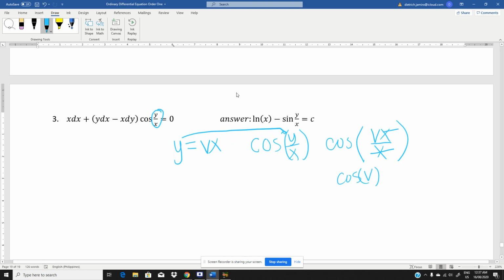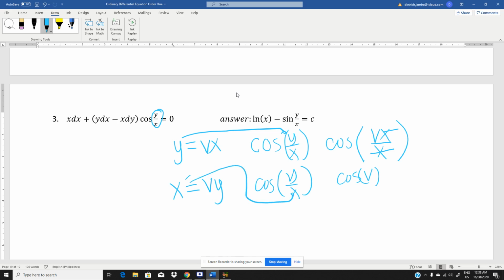When we use x is equal to v times y, then substituting this one into our equation, we will have cosine of y over, which is the value x, vy. So y will cancel out, and we will have cosine of 1 over v. So it will complicate our problem. So we better use y is equal to vx.